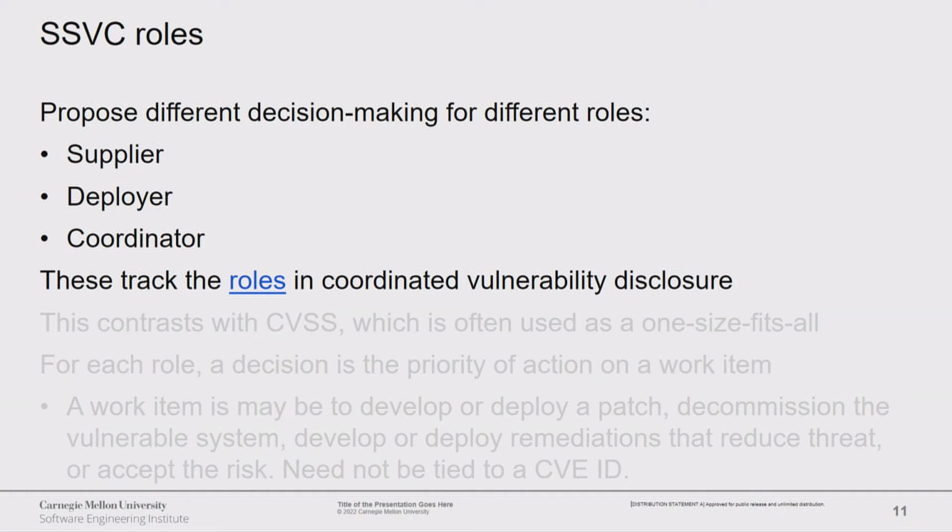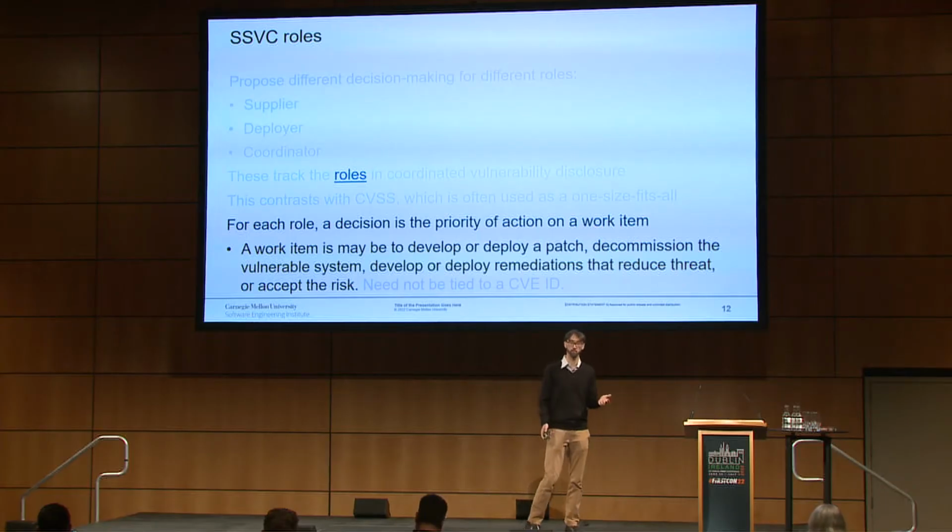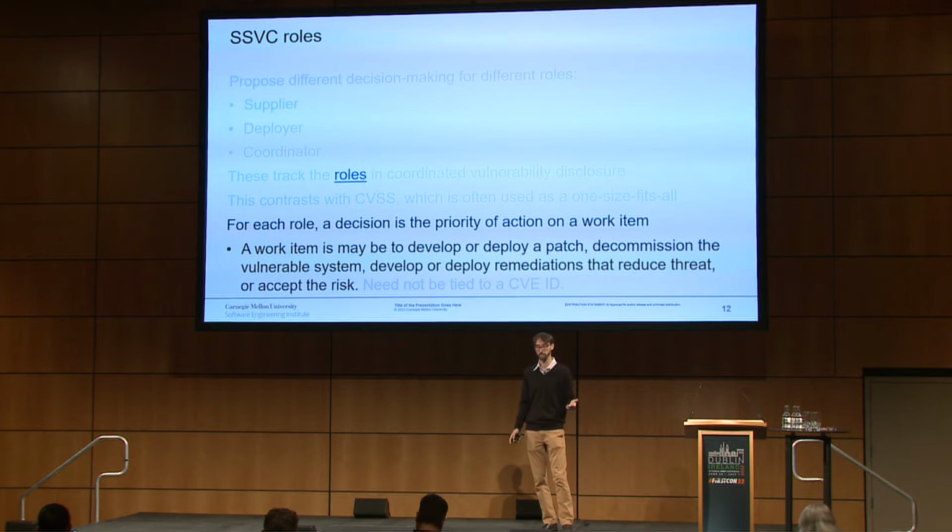So these are the 3 main roles. These track the roles in coordinated vulnerability disclosure. If you want to read 100 pages about multi-party CVD, we also have that document, but I will not talk about it today. When I say priority of action on a work item, this is what I'm talking about: if you are the supplier, you are going to produce the patch or produce some mitigation advice, right? If you are the coordinator, maybe you're going to issue an advisory. If you are the deployer, hopefully you'll have a patch to apply.